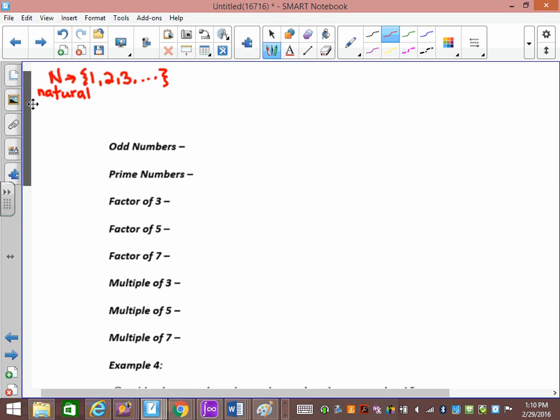Then you get a little older and you realize, hey, there's a zero, right? Those are the whole numbers. The whole numbers are the numbers that start with zero, and then it's just one, two, three. So the only difference between natural and whole numbers is whole numbers have a zero, and then all the natural numbers.